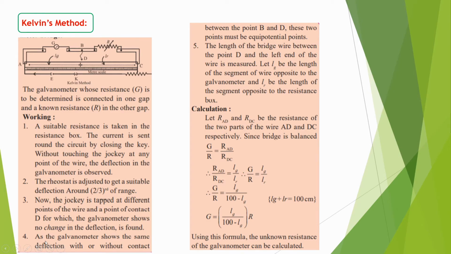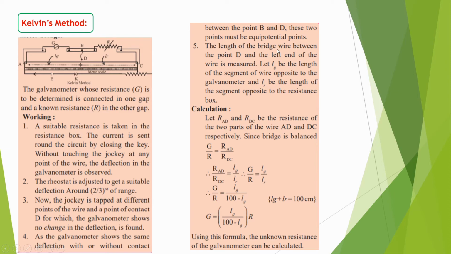As the galvanometer shows the same deflection with or without contact between point B and D, meaning whether the jockey touches the wire or not, the galvanometer shows the same deflection, these two points must be equipotential points. At that condition we say that these two points are equipotential points.